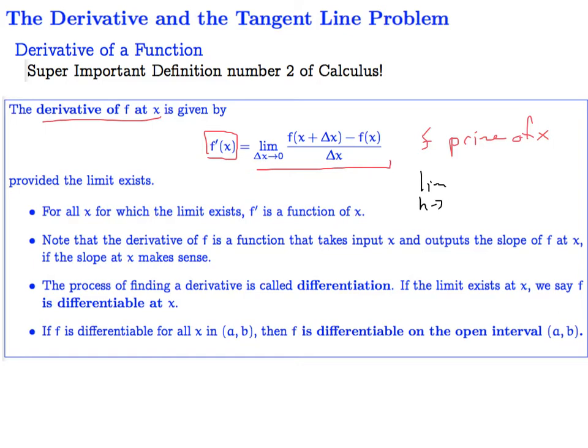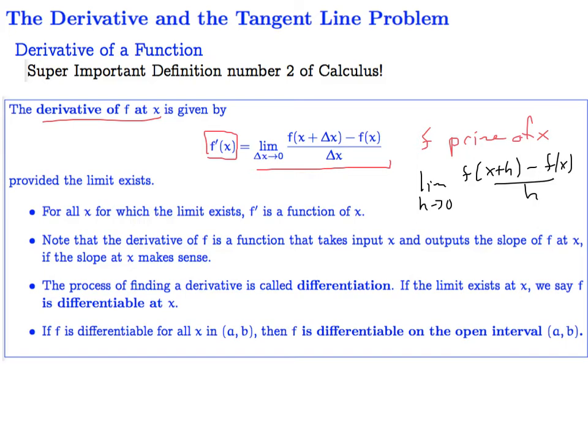Now, one little note down here I want to add is that sometimes you'll also see this as the limit as h approaches 0 of f of x plus h minus f of x, all over h. So you just replace delta x with h. Some people like delta x, some people like h. Doesn't matter. It's the same thing. We're just letting something go to 0.